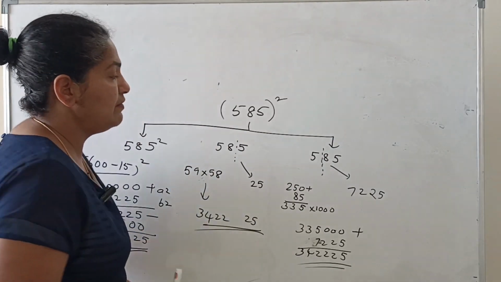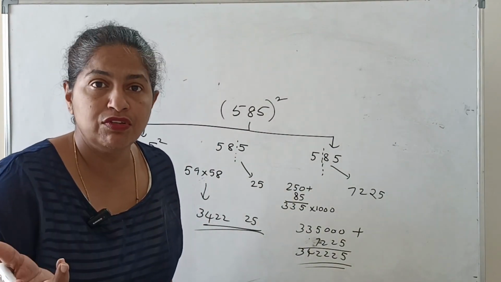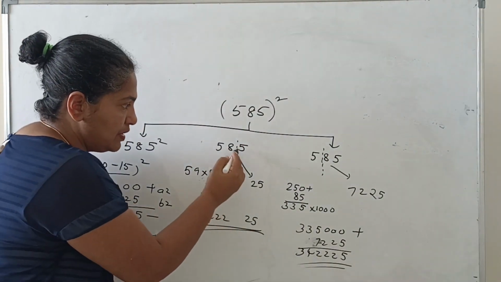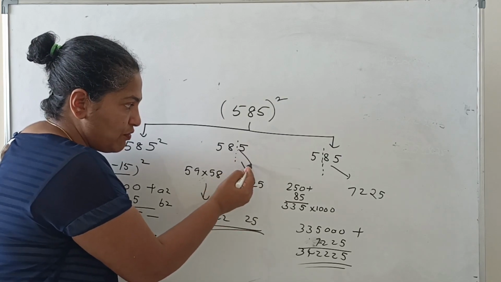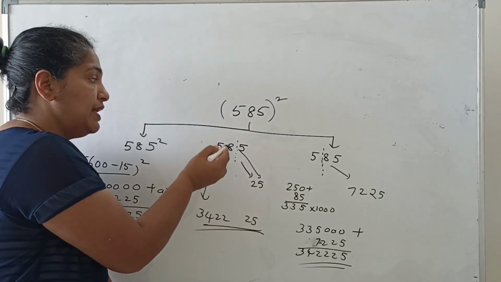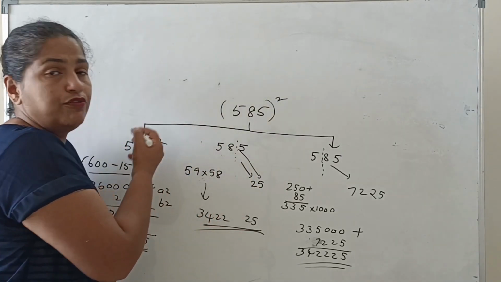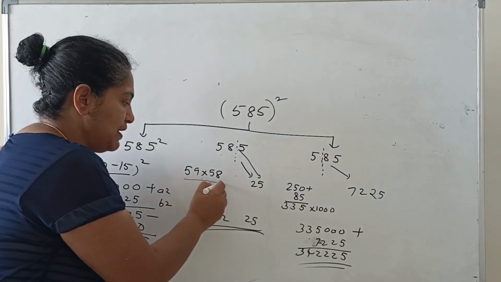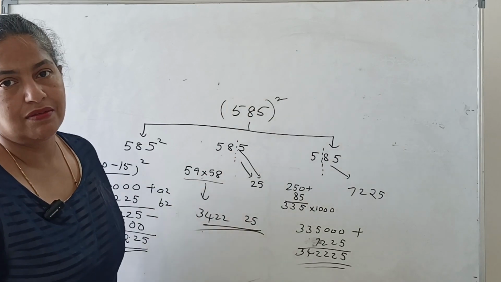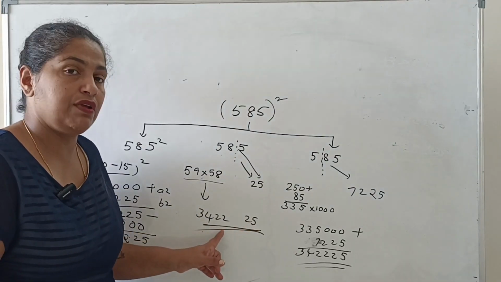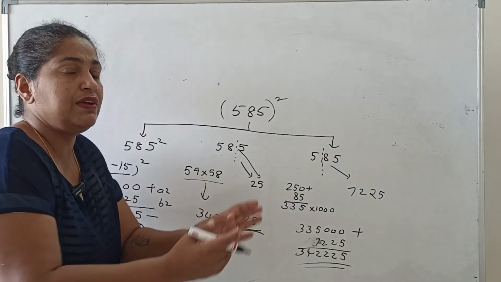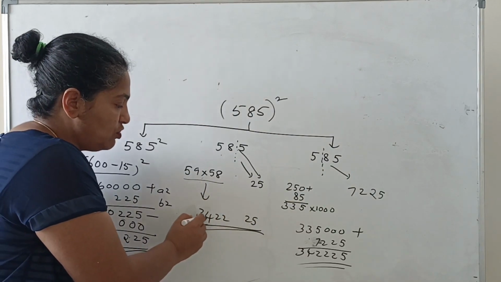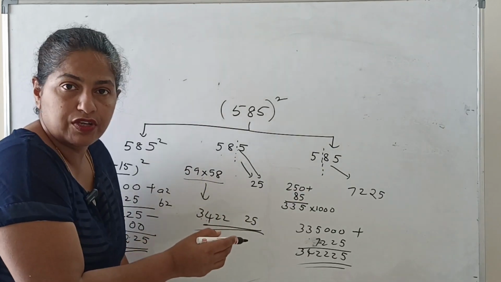Now 585 I treated as a number ending with 5. So I split the number. Ending with 5 means the square of the last number is 25. I added 1 to 58, so 58 plus 1 is 59. Multiply these two. I am getting this. So in this case, I don't have to add 25 over here. For numbers ending with 5, you attach the 25. So you will get 342225.